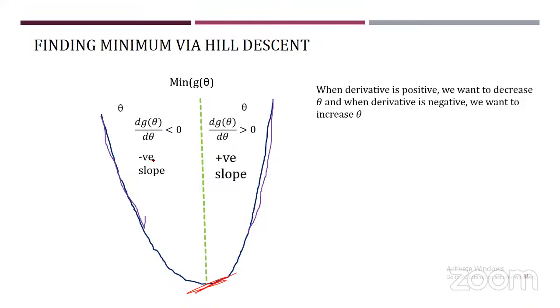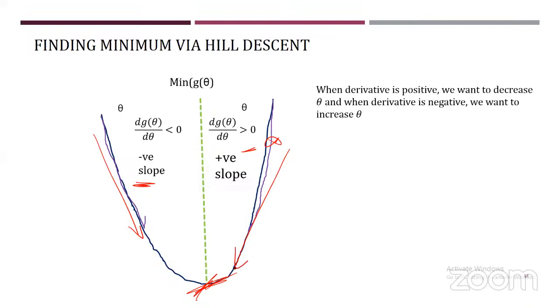Basically, I need to derive the slope, whether it's positive or negative. In this particular case, if the slope is negative, that means in order to reach this location, I have to perform the increment. And if you are at this location, the slope is positive, so I need to perform the decrement in order to reach this location.